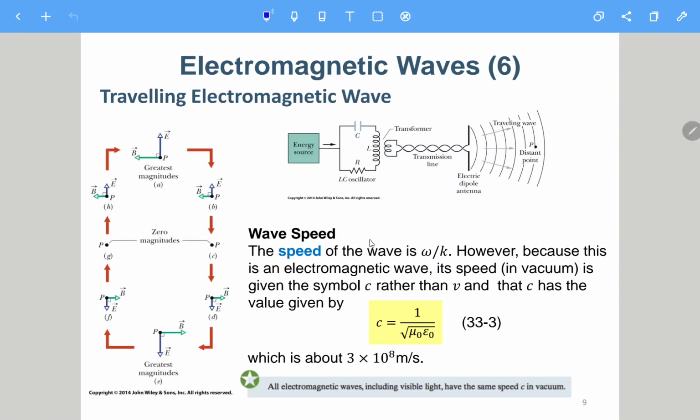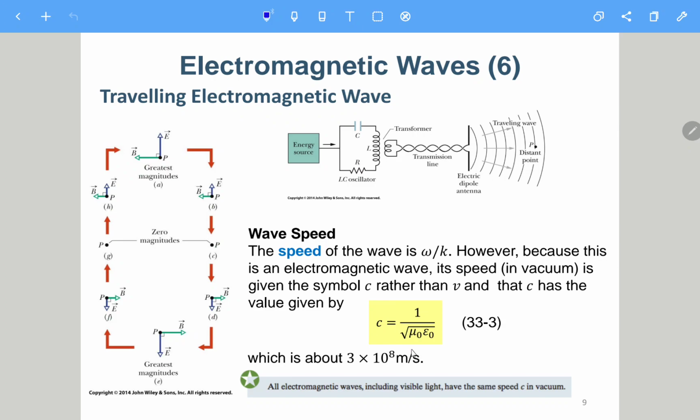Okay, so here it also mentioned that the speed of the wave is omega over k. However, because this is an electromagnetic wave, its speed is given the symbol c rather than v. Usually we use v to stand for the velocity or the speed. But for the speed of light, it has a special name because it is unique. It cannot change in different inertial reference frames. We'll mention that in the next chapter, chapter 37, about special relativity.